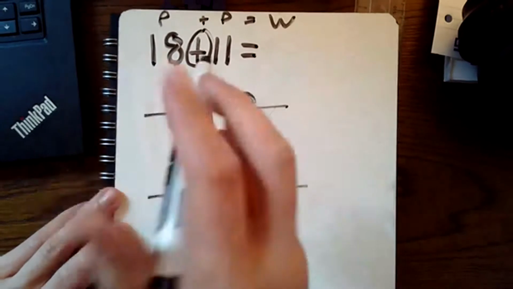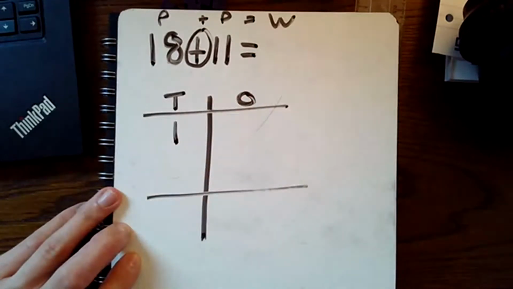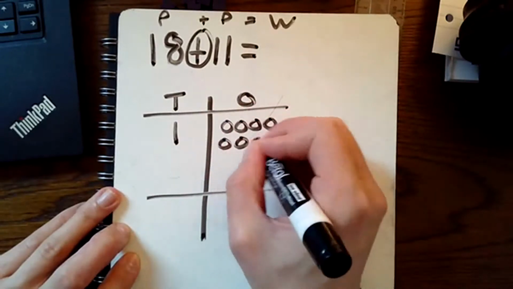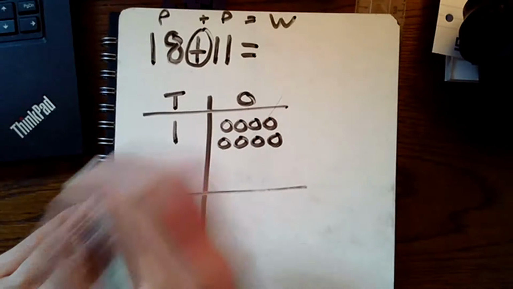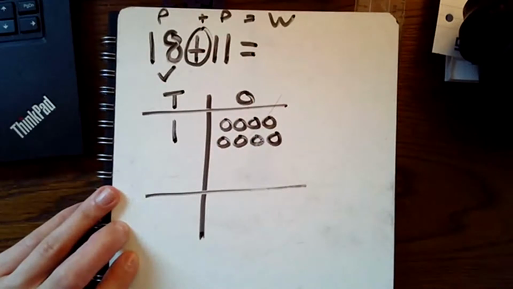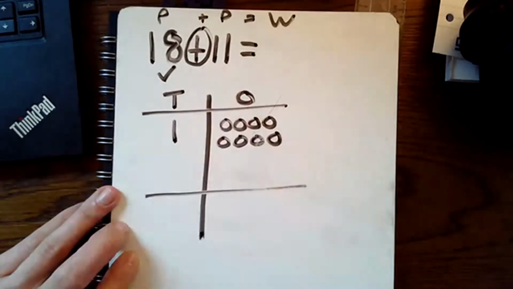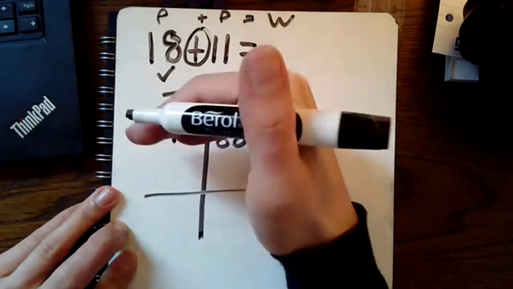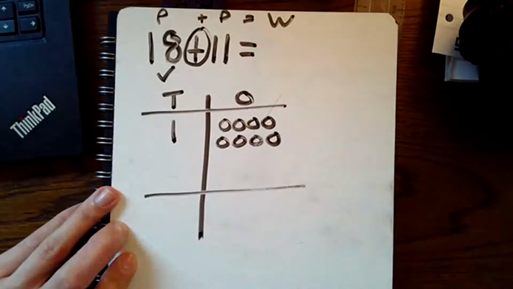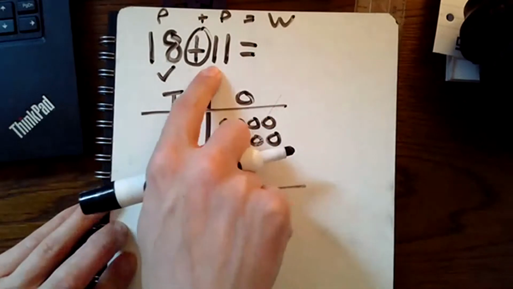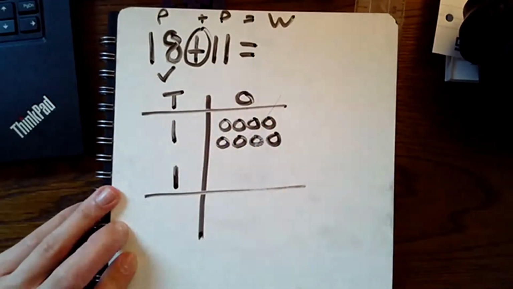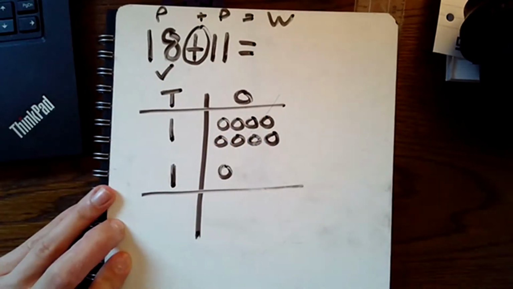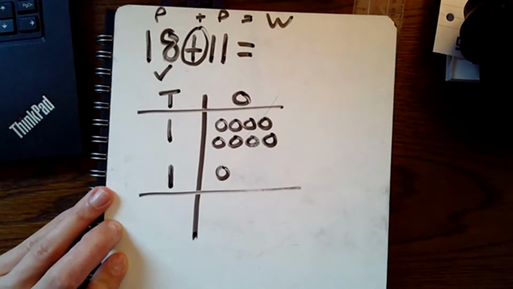When I add, I represent both parts. I know 18 has 1 ten, and I know 18 has 8 ones. 1, 2, 3, 4, 5, 6, 7, 8. I've now represented 18, but I also need to represent 11. And when I represent 11, what I like to do, Year 2, is represent my second part underneath my first part. So 11 has 1 ten and it has 1 one. Now I have represented both parts perfectly.